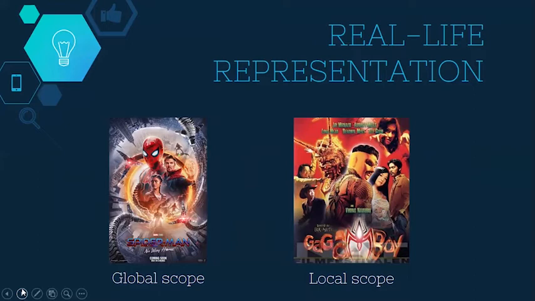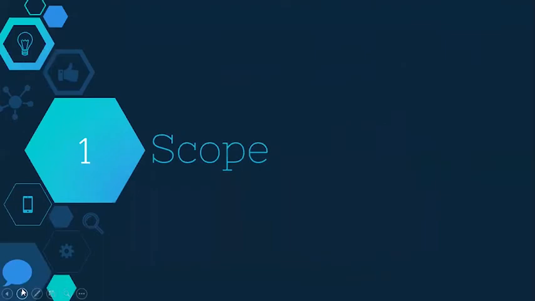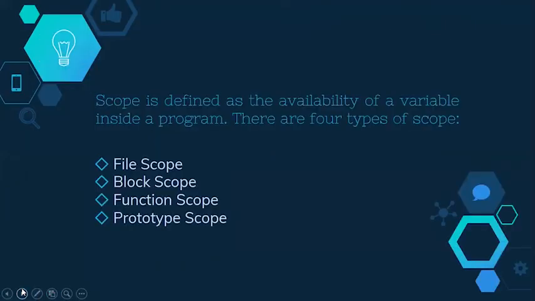Next is that these movies also have a lifetime. And once the lifetime is over, these movies are removed from the streaming platform. So let's dig deeper. Our first topic is scope. Scope is defined as the availability of a variable inside a program.